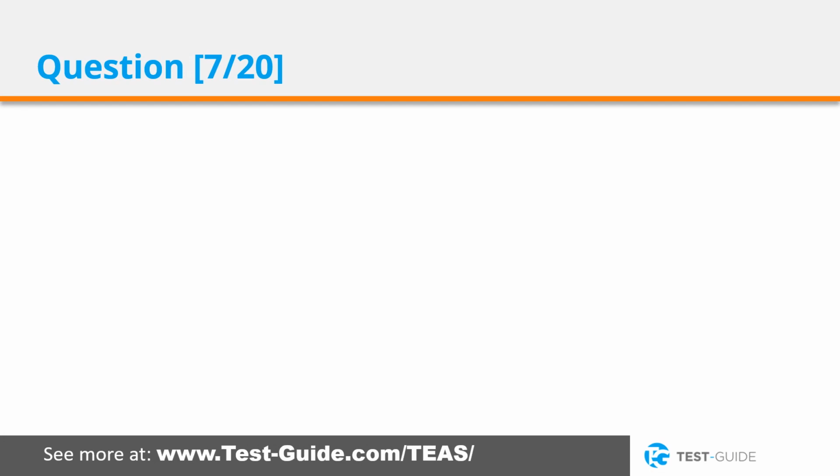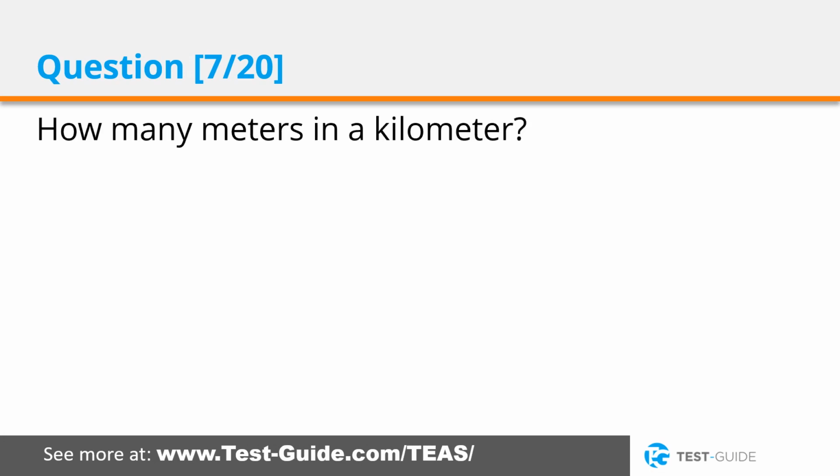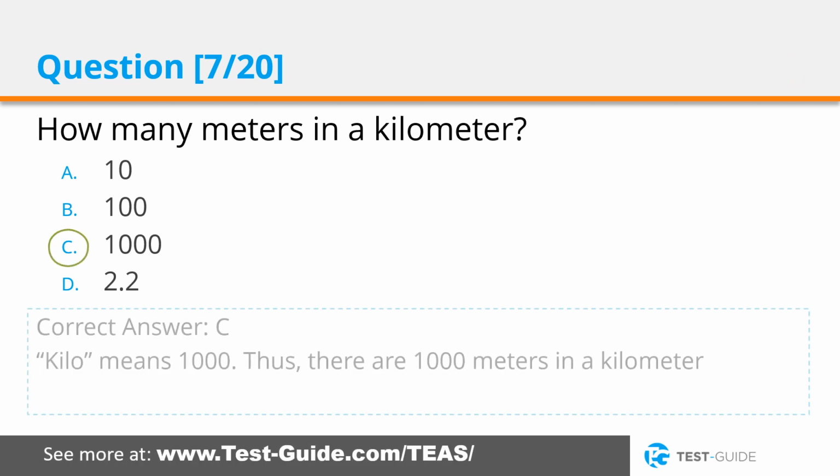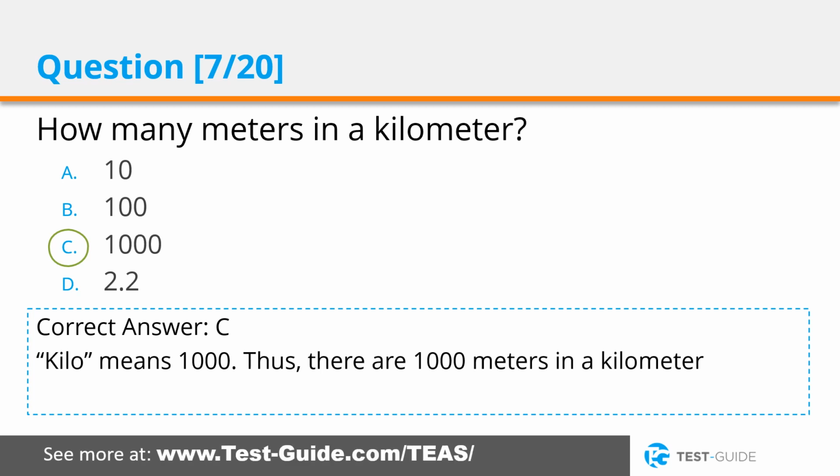Question 7. How many meters in a kilometer? 10, 100, 1000, 2.2. Correct answer C. Kilo means 1000, thus there are 1000 meters in a kilometer.